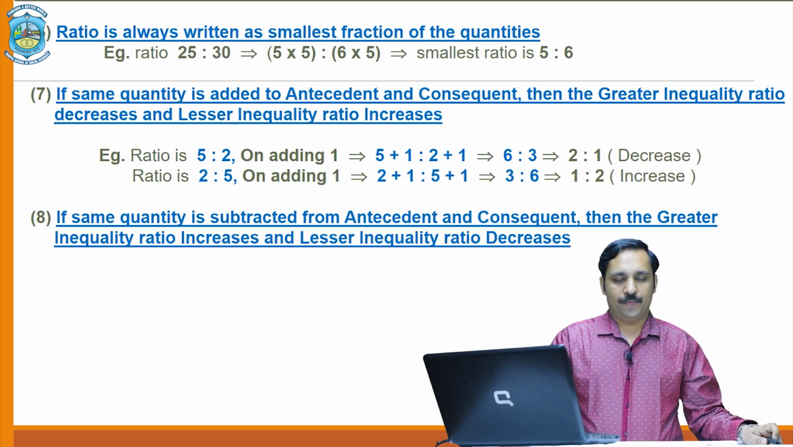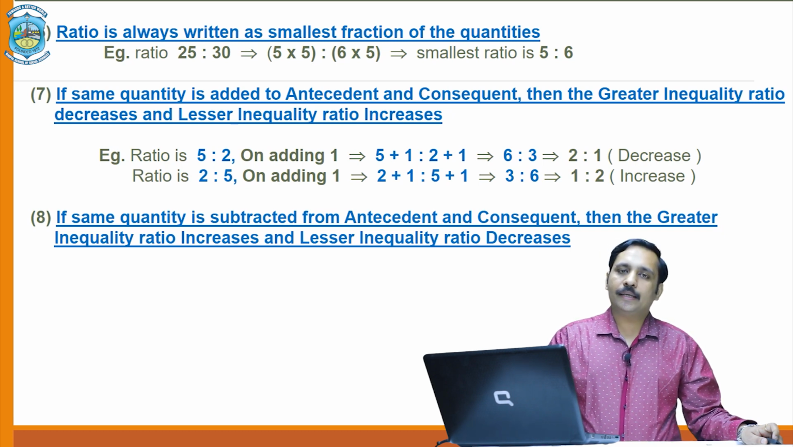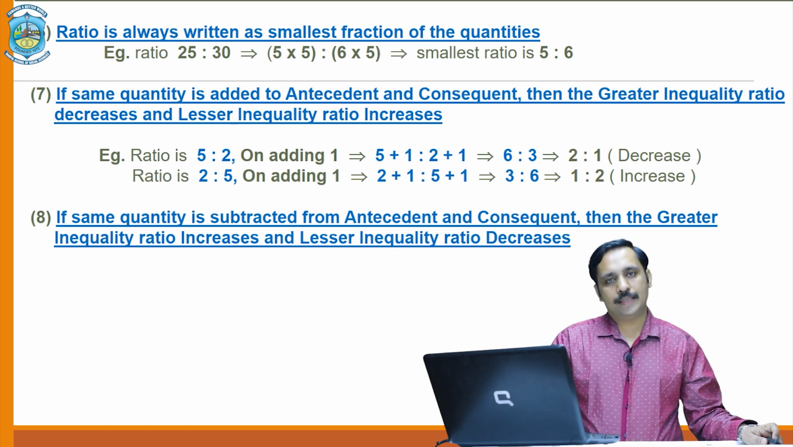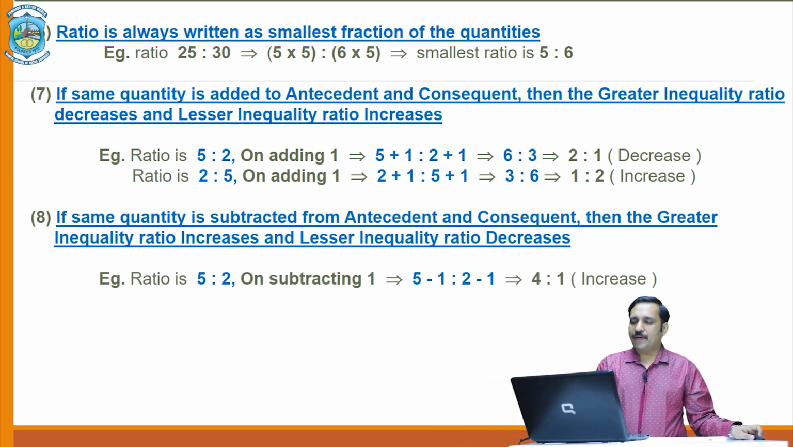The next point, if same quantity is subtracted from the antecedent and the consequent, then the greater inequality ratio increases and the lesser inequality ratio decreases. Let's take an example. We have a ratio 5 is to 2. On subtracting 1, we have 5 minus 1 and 2 minus 1, that is 4 is to 1. If I divide 5 by 2, I'll get the answer as 2.5. And if I divide 4 by 1, I'll get the answer as 4.